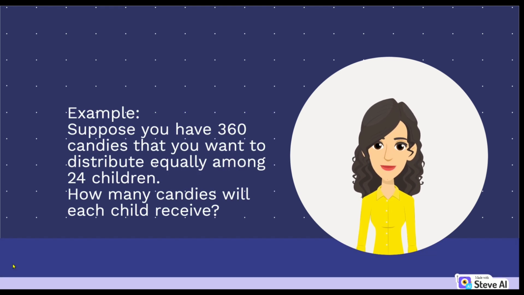Example: suppose you have 360 candies that you want to distribute equally among 24 children. How many candies will each child receive?